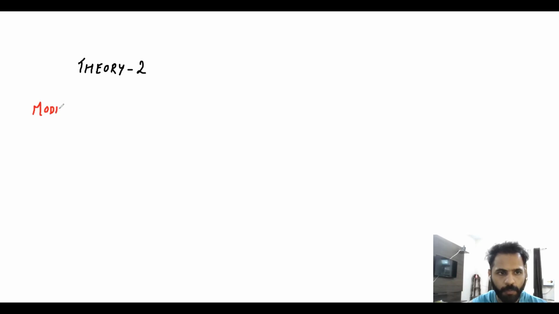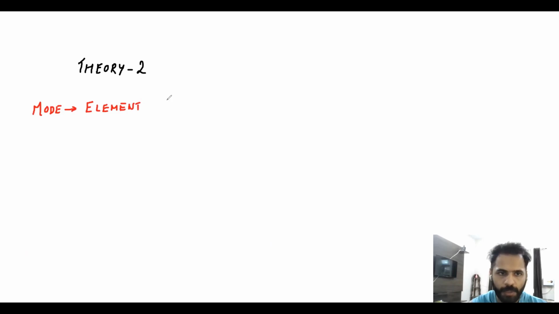What is the meaning of mode? Mode simply means the number or the element with maximum frequency. So now I'm looking for an element which has maximum frequency. Or you can simply say which is occurring the maximum number of times in the set.